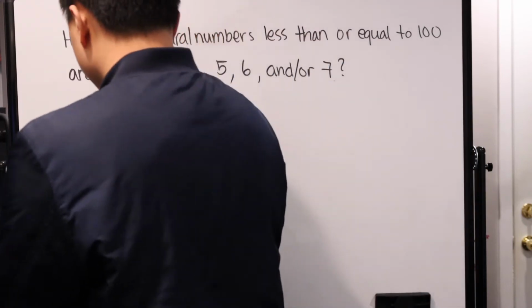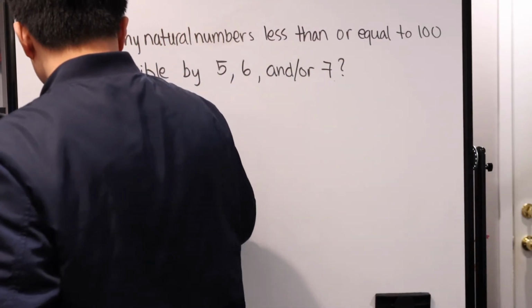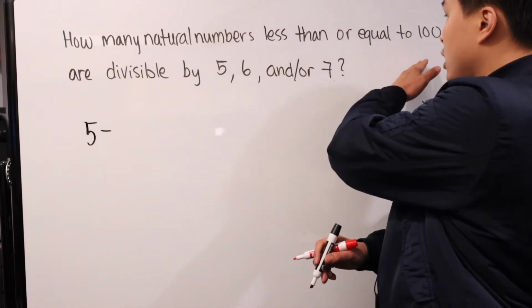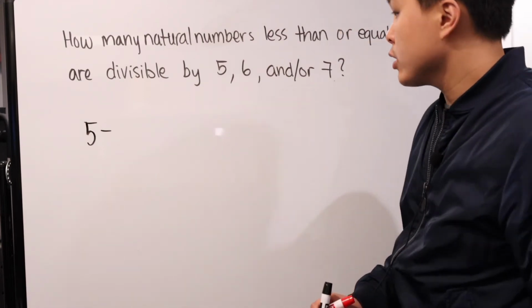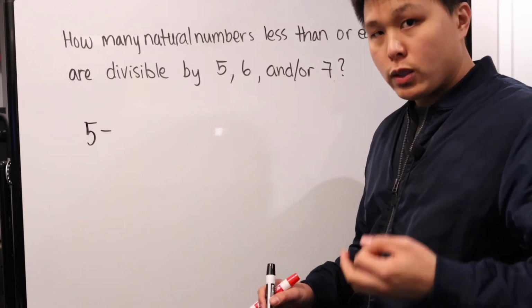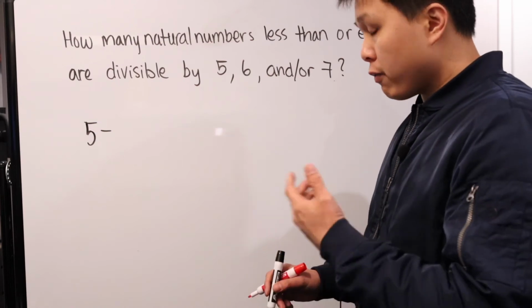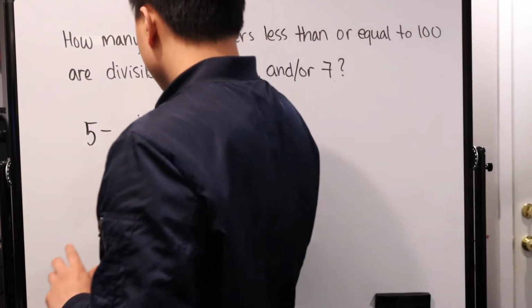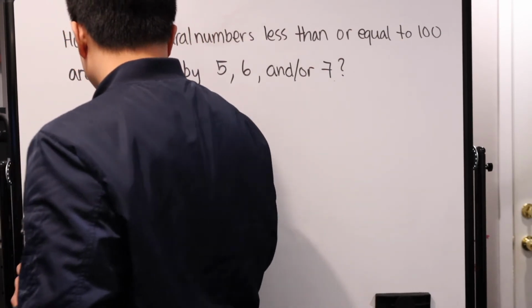The first one is 5. Now, in order to find all the numbers that are divisible by 5, we just look at the multiples all the way until it hits 100, because it's less than or equal to 100. Well, 5 times 1 is 5, 5 times 2 is 10, so on and so forth, all the way until 5 times 20, which gives us 100. So technically, there's only 20 numbers that are divisible by 5.